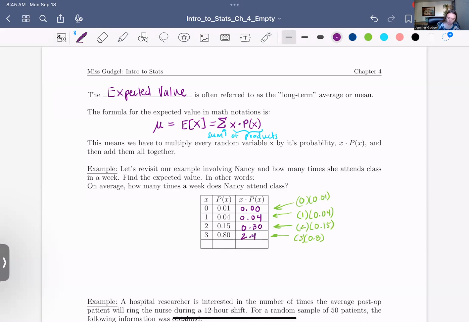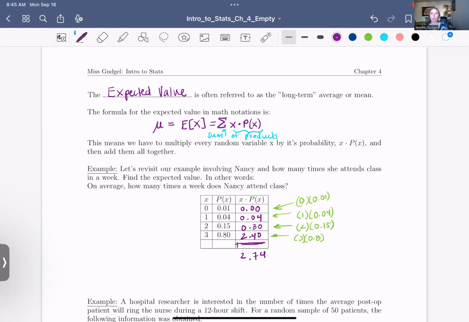Don't be alarmed that this value is now greater than 1. These are no longer probabilities. These are random variables times their corresponding probabilities. These are not probabilities themselves. So 2.4 is a perfectly acceptable answer. Now, these were all of the products. We need to sum or add all of the products together. I'm actually going to do it below just to give us a little more room. We're going to add all of these values together. So 0.04, 0.30, 2.40 gives us 2.74.